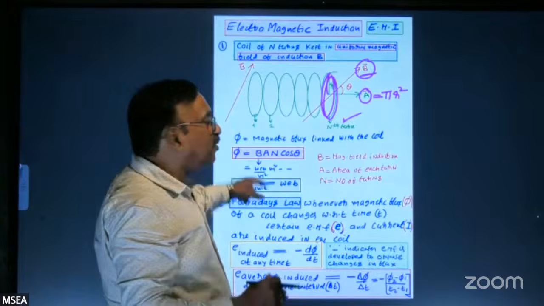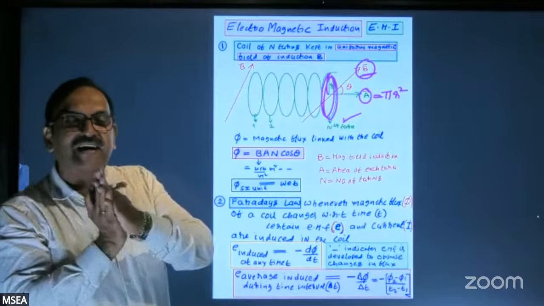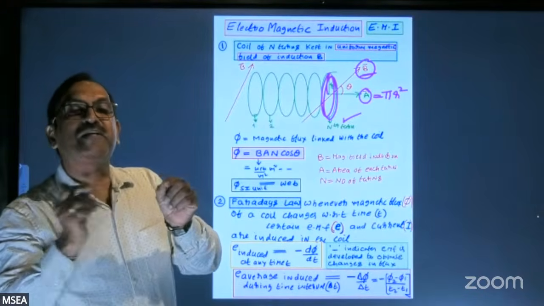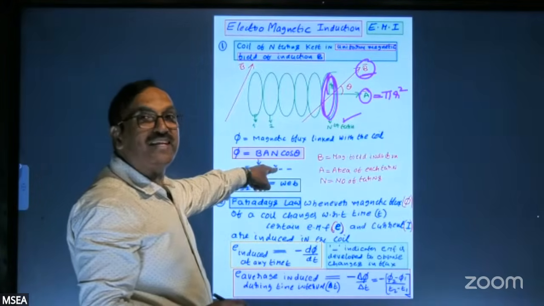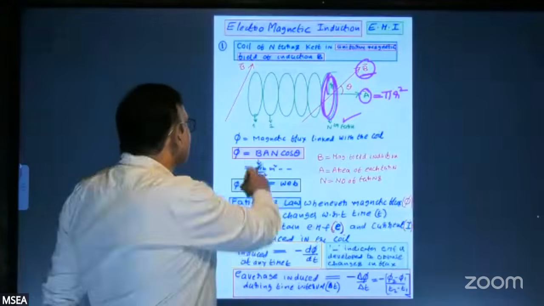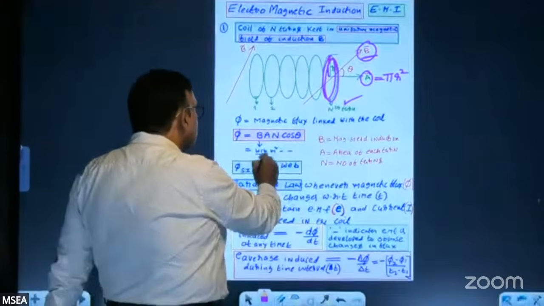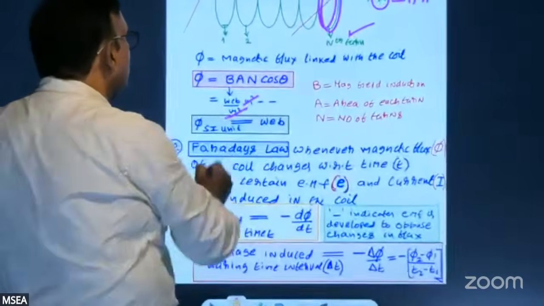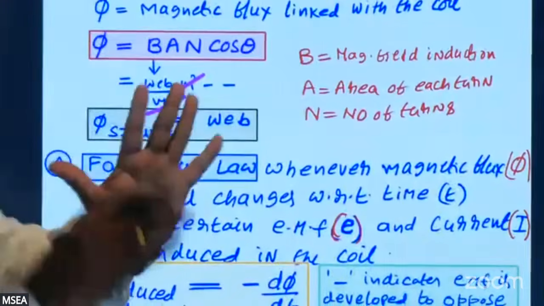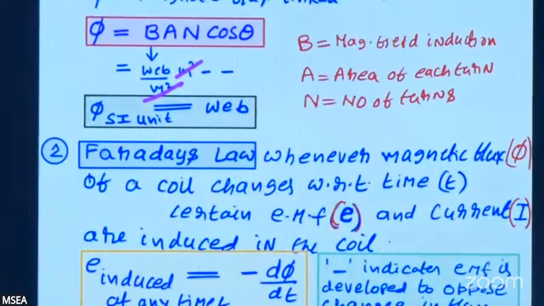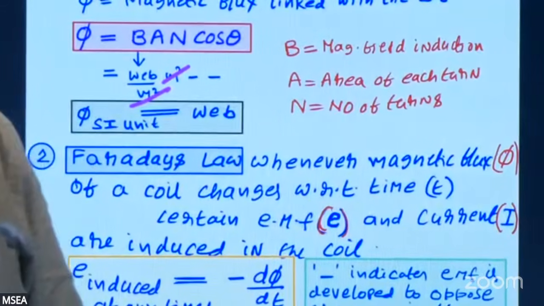I want to know what is the SI unit of magnetic flux. Under the heading of units and dimensions, they can ask the SI unit and dimension formula of magnetic flux. Magnetic field induction is in terms of Tesla, Weber per meter square. Area is meter square. Number of turns, no unit. Cos theta, no unit. So meter square gets cancelled there. So naturally, SI unit of flux comes out to be Weber. The point which we have to use frequently in this topic is magnetic flux linked with a coil, that is given by BAN cos theta.